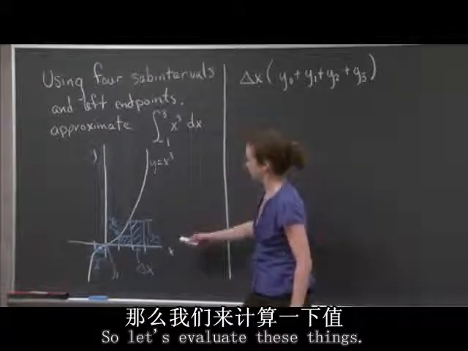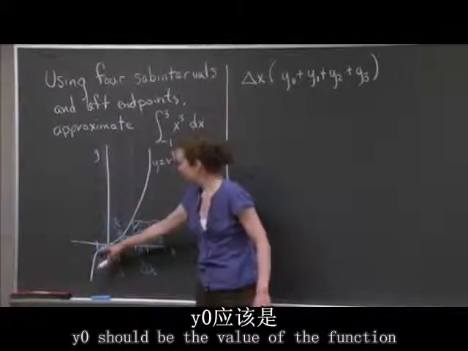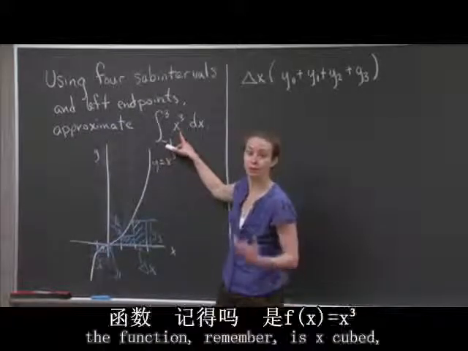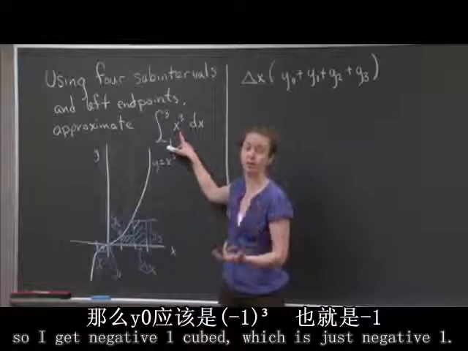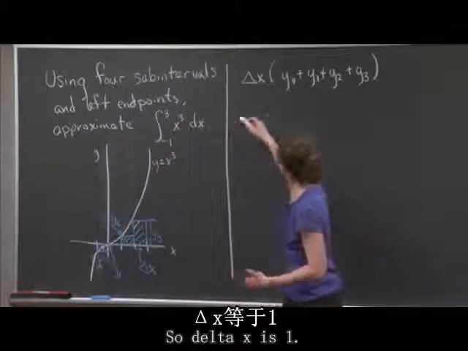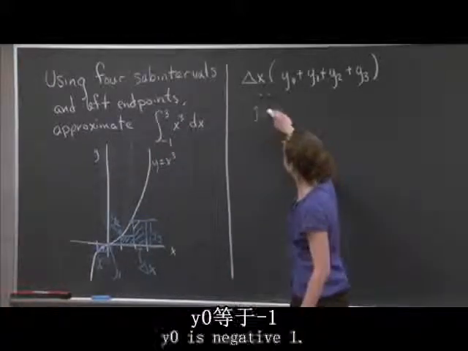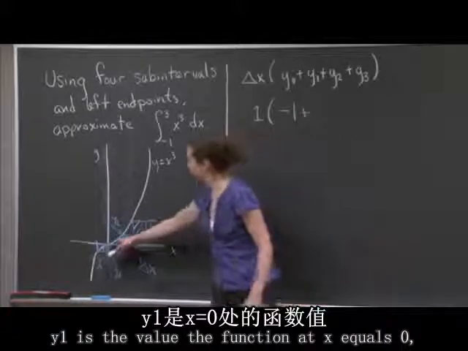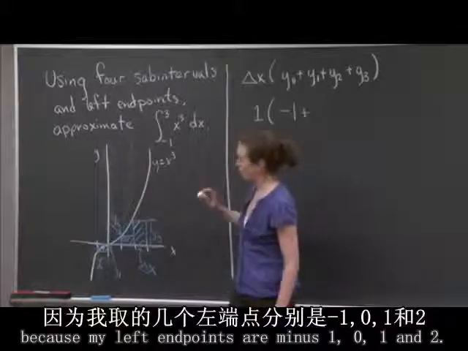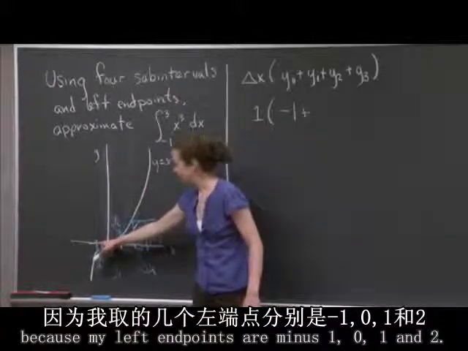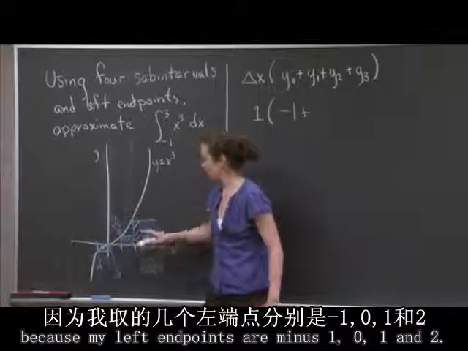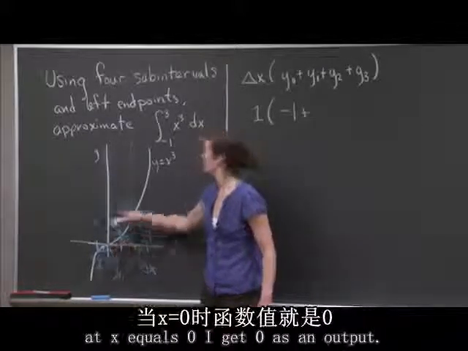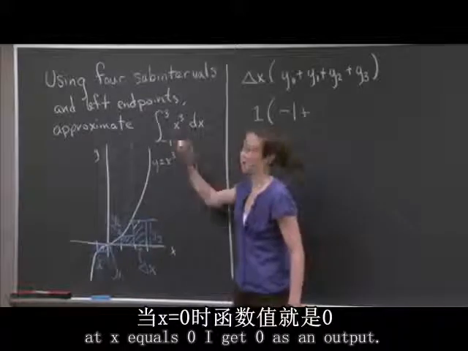So let's evaluate these things. Y0 should be the value of the function at x equal -1. When x is -1, the function, remember, is x cubed, so I get -1 cubed, which is just -1. So delta x is 1. Y0 is -1. Y1 is the value of the function at x equals 0 because my left endpoints are -1, 0, 1, and 2. So the second one is 0 as the input. At x equals 0, I get 0 as an output.